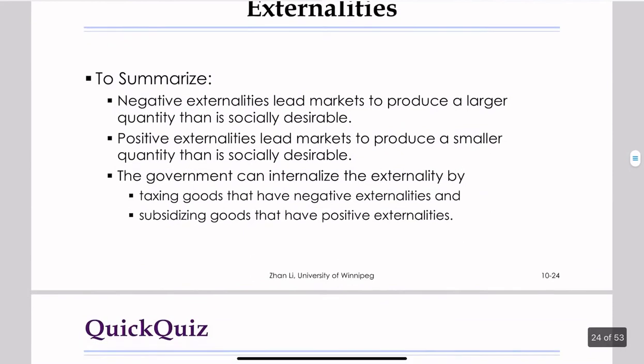Okay, so let's summarize. Negative externalities lead markets to produce a larger quantity than is socially efficient. Positive externalities lead markets to produce a smaller quantity than is socially desirable. So the government can internalize this externality by using the following two policies. If there is negative externality, you can use tax. And if there is positive externality, it can use subsidy.